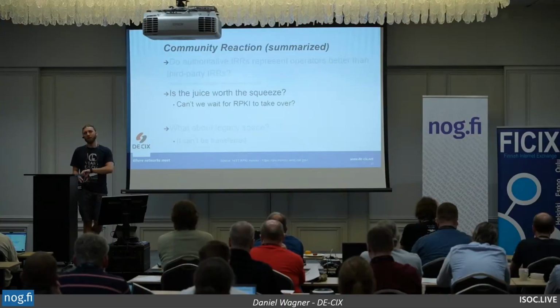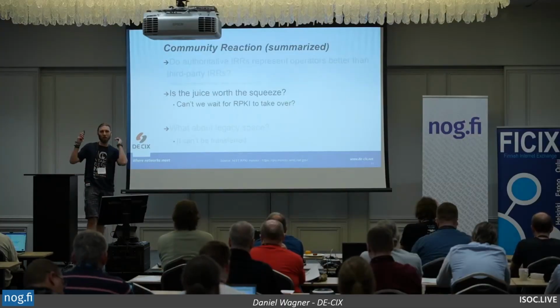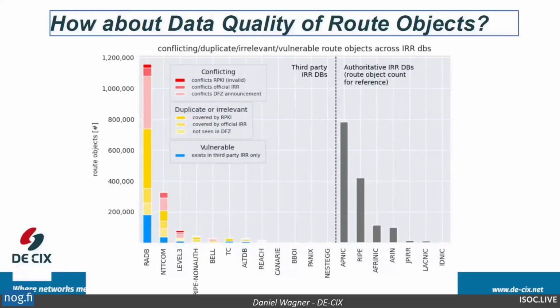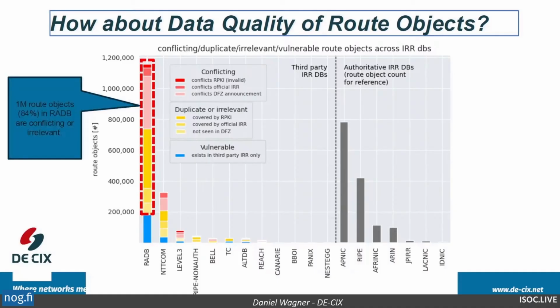So why don't we just wait for RPKI and just abandon this whole route object hunting here? It is because not everything in there can be recovered by RPKI. I especially want to point out that about a million objects.